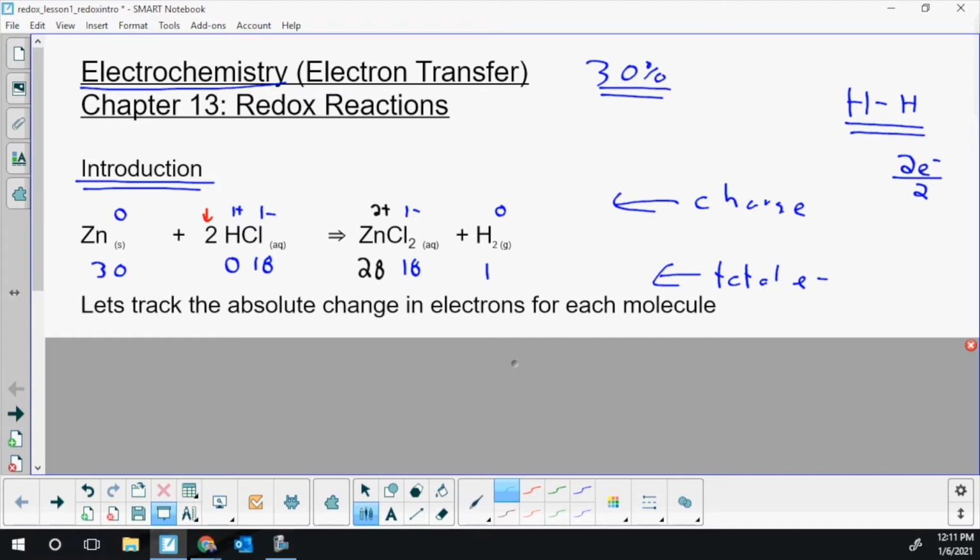Okay. So we start with zinc with 30 electrons, reacting with a hydrogen with none, a chloride with 18, making a zinc with 28, a Cl with 18, and making diatomic hydrogen with 1 electron each.